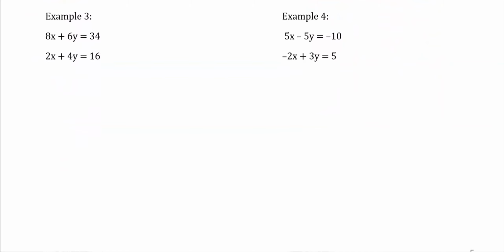Example 3. We need our coefficients to be opposite. So one way to do this is to multiply the second equation by a -4, because then we'd have a positive 8x in the first equation and a negative 8x in the second equation. And I can add those equations to eliminate x. So I multiply each term in the second equation by -4.